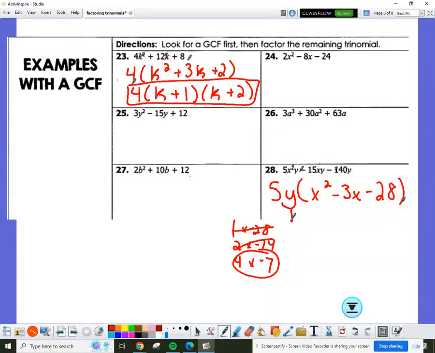So we're going to bring down our greatest common factor, put that in front because we cannot forget it. Then break it up. We're going to have x plus 4 and x minus 7. And that's how we are going to factor trinomials with greatest common factors.